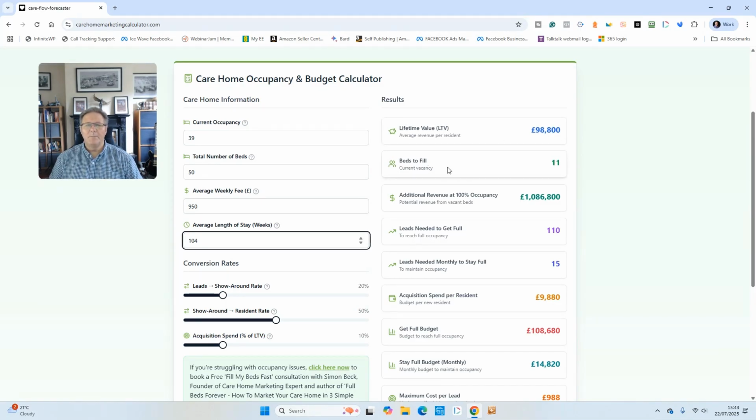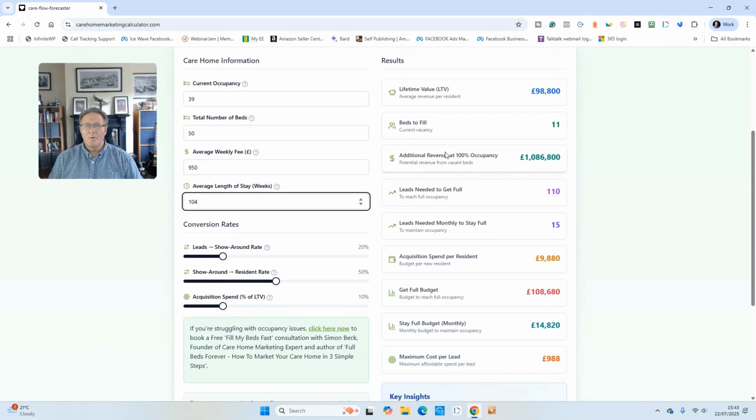We know how many beds that we need to fill. We also can see at a glance here that if we were to fill those 11 beds, based on that average lifetime value, if we were to get to 100% occupancy, that would add an additional £1,086,800 per annum to the revenue of the care home.